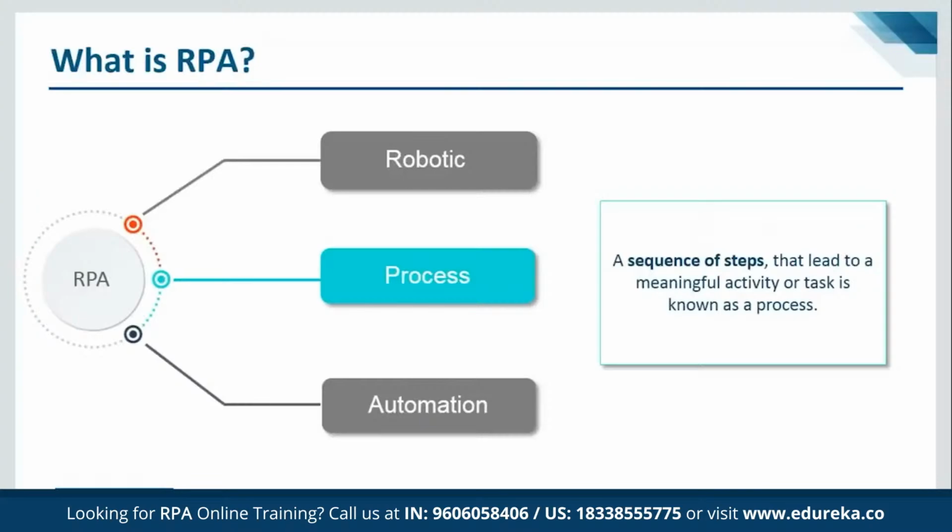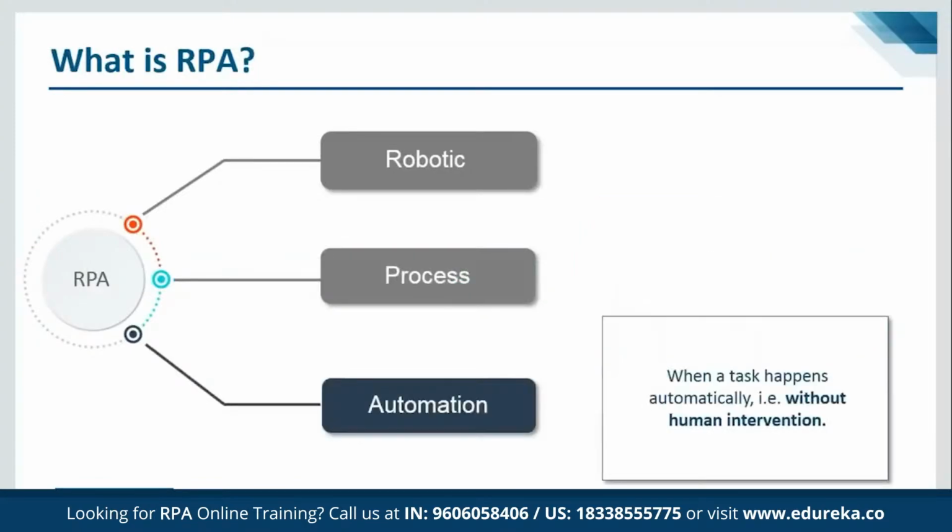For example, you make tea, right? So to make tea, the first step would be to pour some water, let it boil, then put some tea leaves, let it boil, and then pour some milk in it, right? Your tea is ready. So you did three steps, and with the help of these three steps, your tea is ready, right? So this becomes a process of making tea. Then comes the term automation. So what is automation? Automation basically means when a task happens automatically without human intervention. All right. So whenever a task happens without any human intervention, it becomes automation.